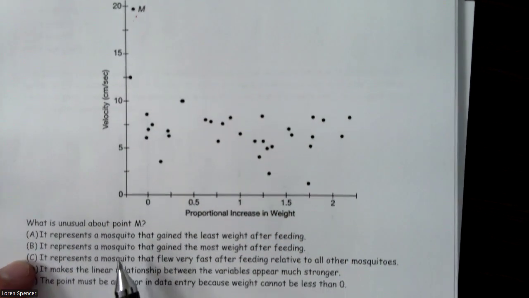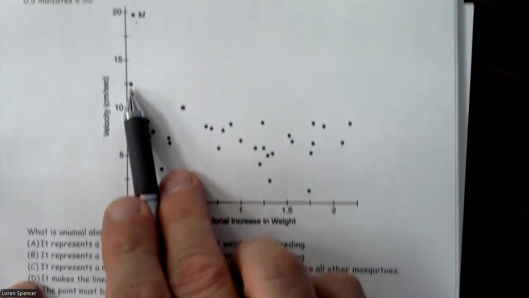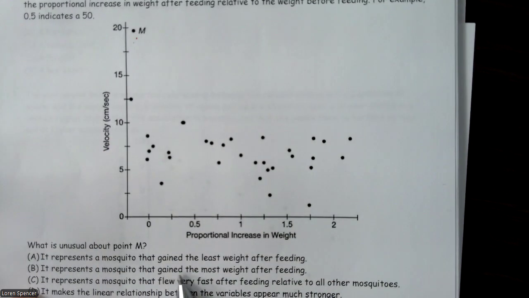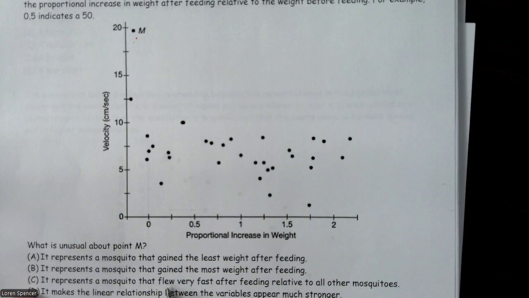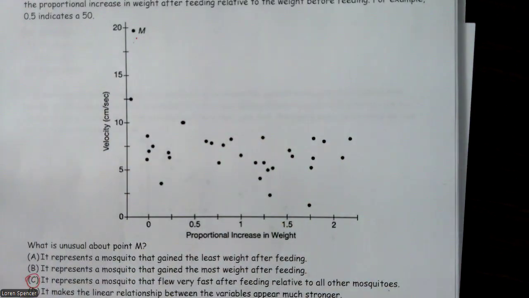It gained the least weight after feeding. No, I'm going to say this one gained the least, so M's not the least. It gained the most weight. No, the most proportional weight is up here, so that's not it. It represents a mosquito that flew very fast after feeding relative to all the other mosquitoes. And yes, this mosquito moved very fast. I like C for number 4.